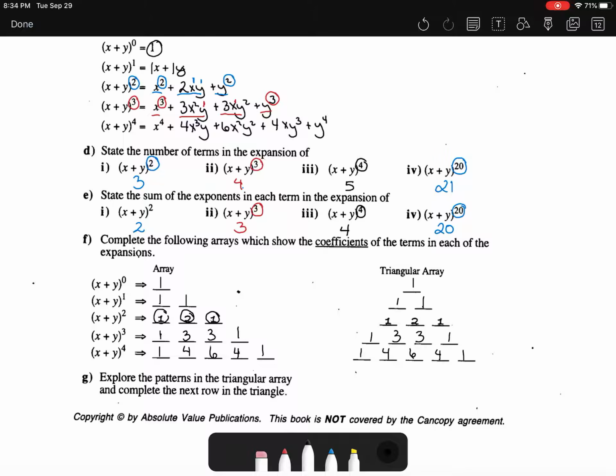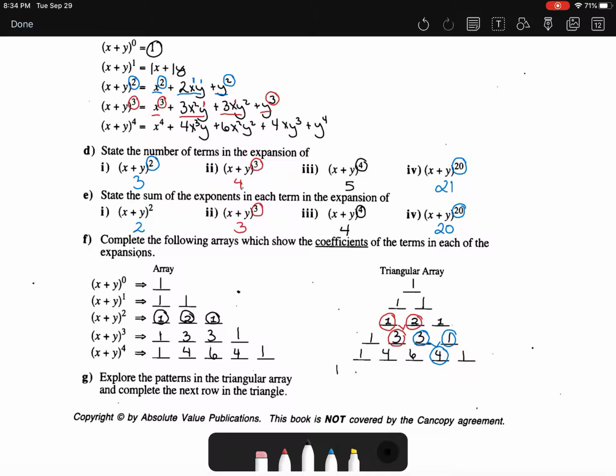It says explore the patterns in the triangular array and complete the next row in the triangle. So what you're going to notice, or hopefully what you notice, is the following. When I want to find, for example, this number 3, I get it by adding this 1 and this 2. They come together to add that value. Similarly, if I want this, for example, this number 4, I would have added this 3 and this 1. They give me that value. So if I follow that pattern, here's what happens.